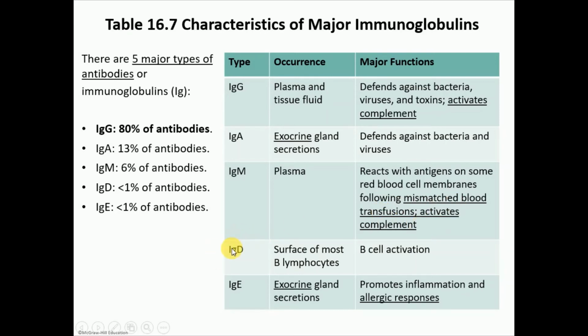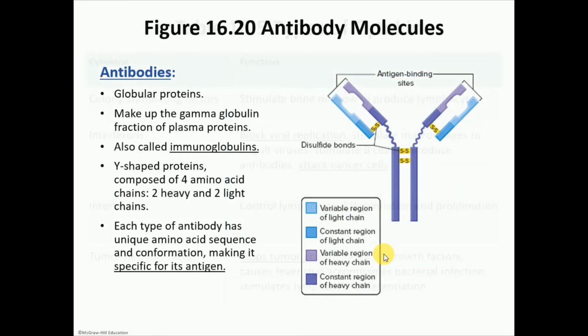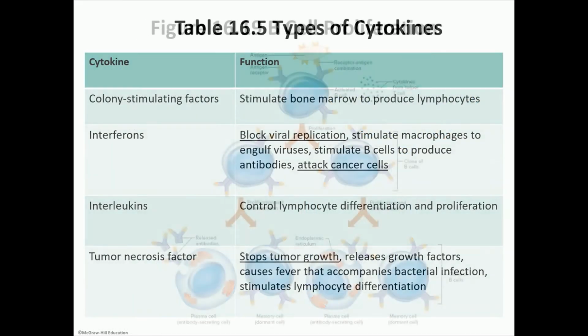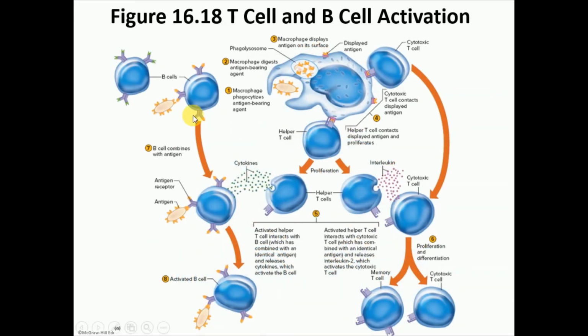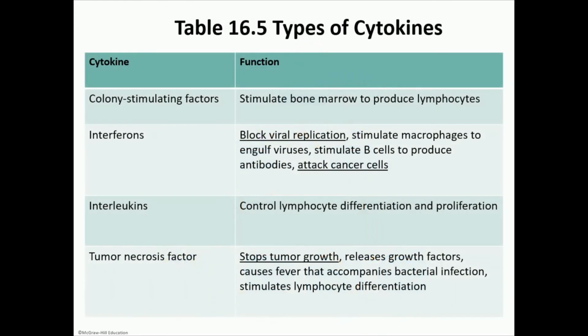IgD, these are found on the surfaces of B lymphocytes, and those help in B cell activation. So if you go back to this image right here, those are the ones that we're talking about. Those are your IgDs. They're found on the surface of the B lymphocytes.